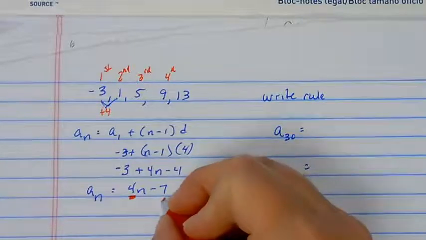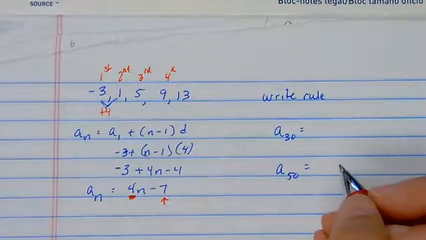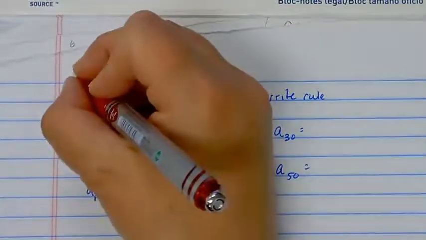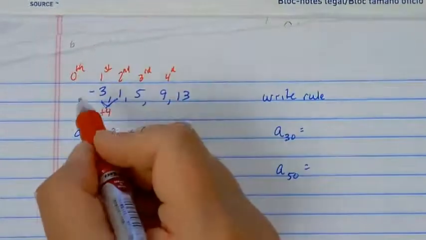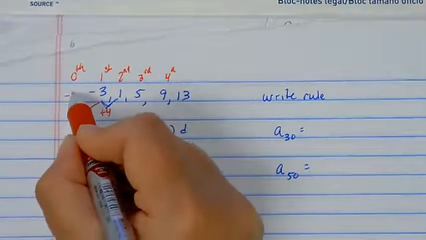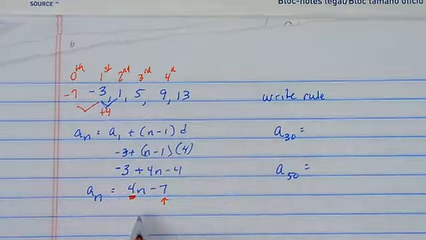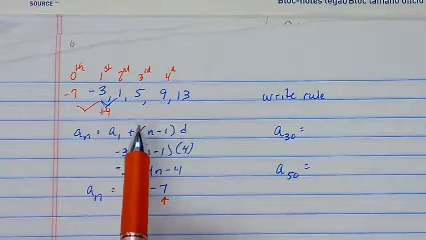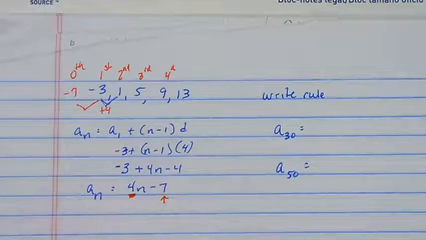And if we talk about the y-intercept, this part, that is when the x is 0. So what if our domain was 0? What would the 0th term be? If I went back 4, I would end up at -7. So you can see how an arithmetic sequence lines up with a linear function really well.